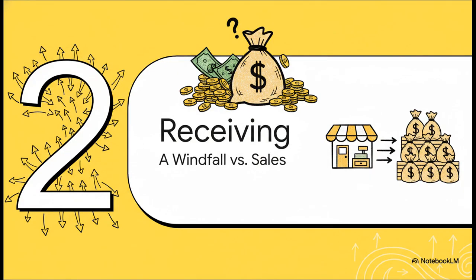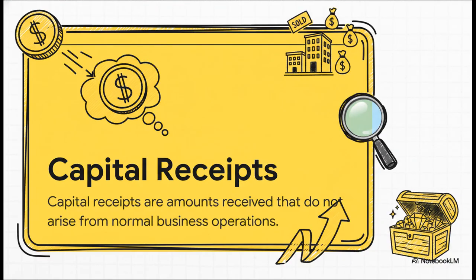Okay, so we've covered all the money going out. Now, let's flip the script and apply the exact same logic to the money that's coming in. Is it regular income from your sales, or is it a one-time windfall from somewhere else? So, capital receipts are basically the inbound version of CapEx. This is money you get that doesn't come from your main business activities. You should think of these as kind of unusual, often one-off injections of cash that aren't tied to you actually selling your product or service.